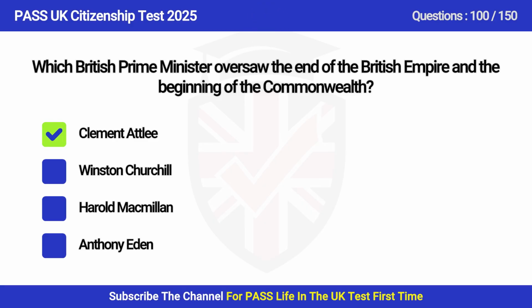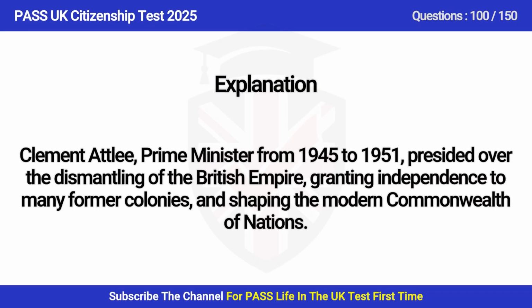The answer is A. Clement. Clement Attlee, Prime Minister from 1945 to 1951, oversaw the dismantling of the British Empire, granting independence to many former colonies, and shaping the modern Commonwealth of Nations.